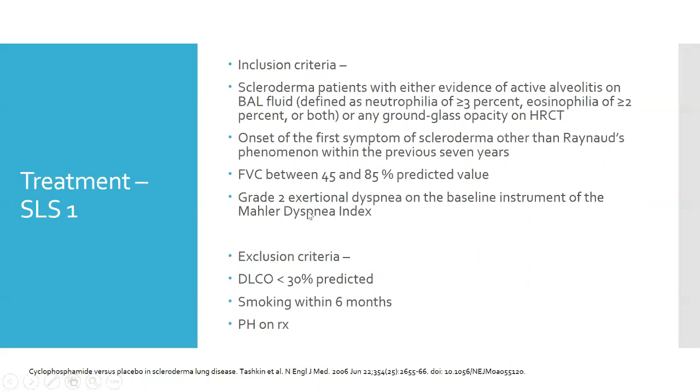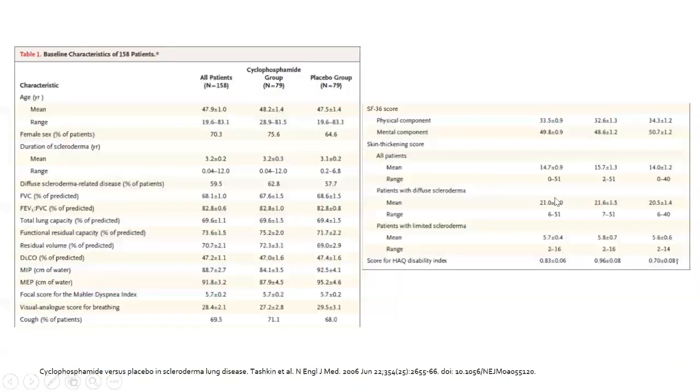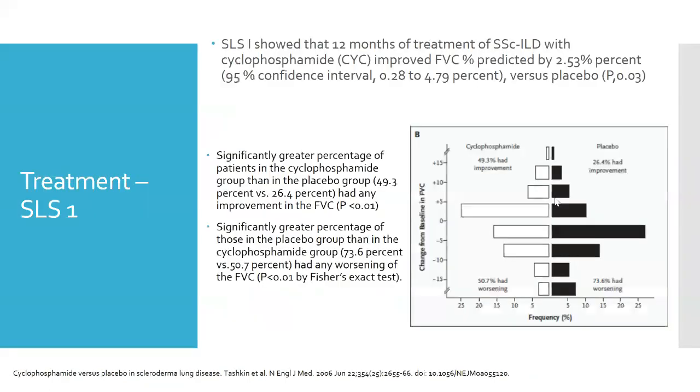They also had to have grade 2 exertional dyspnea on what is called the Mahler dyspnea index, also called the transition dyspnea index. They excluded patients with very low DLCO, less than 30%, and those who had PH and were on treatment. The baseline characteristics were pretty well matched.